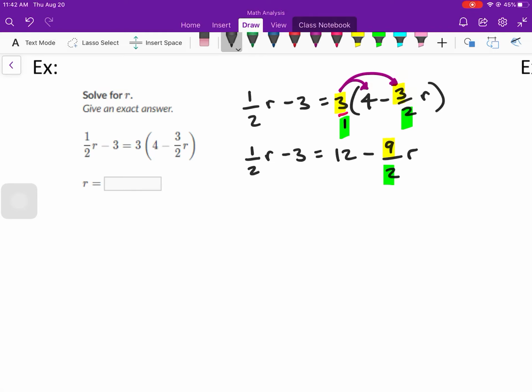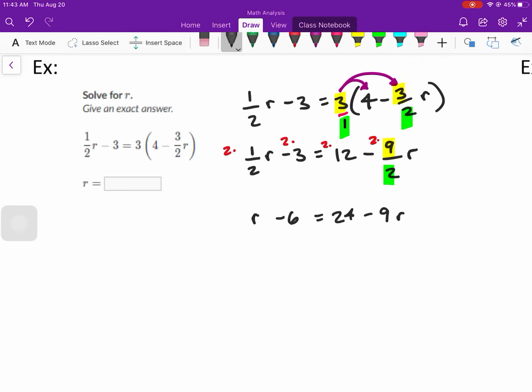So now, what could we multiply everything by to get rid of the fraction? Well, if I multiply everything by 2, that'll cancel out the fractions for both of these, and life will be easy. So I'm going to times 2 on this side, times 2 on this side. So 2 times 1/2 r, well, that's just going to be r. Then 2 times 3 is negative 6. Then 2 times 12 is 24. And then 2 times 9/2 r, the 2's just cancel. You're left with 9r. You can think of it as 2 times 9 is 18 divided by 2. It's still 9, so it gets you the same thing.